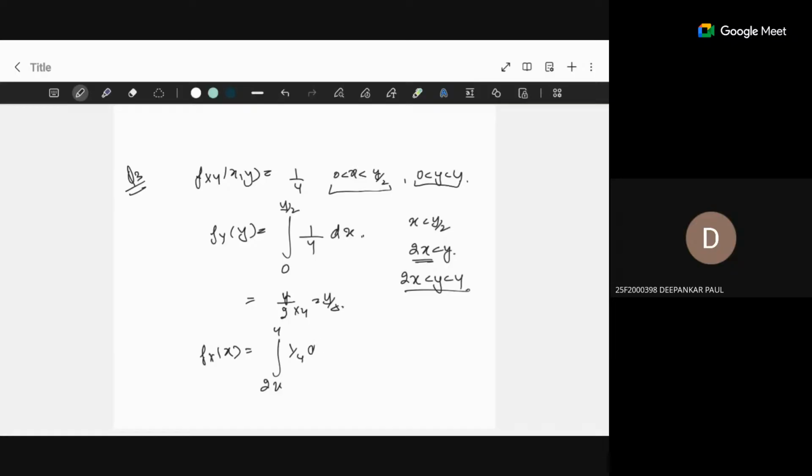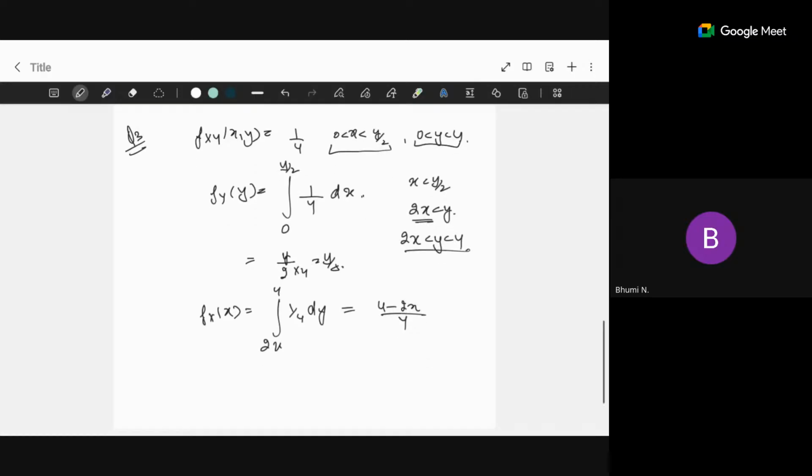So this is 1 by 4 dy. Now this will be what? 4 minus 2x by 4. Ma'am, could you please explain that 2x is less than y, less than 4? Could you please explain the limit part once again? 2x, y, and 4.